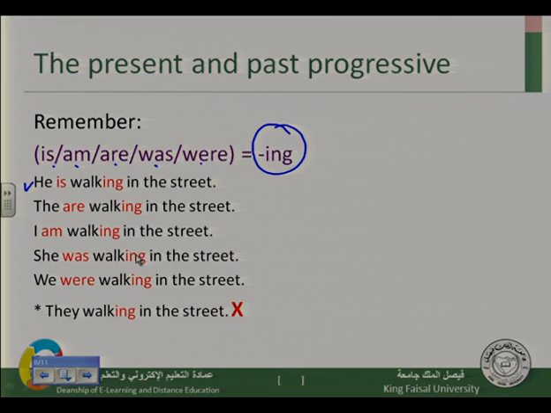For the first sentence here, you have, he is walking in the street. Notice that if I say, he walking in the street, that's wrong. He walking in the street is wrong. Very wrong. They are walking in the street, this is correct. But if you say, they walking in the street, this is wrong. I walking in the street is wrong. She walking in the street is wrong. We walking in the street is wrong. They walking in the street is wrong.